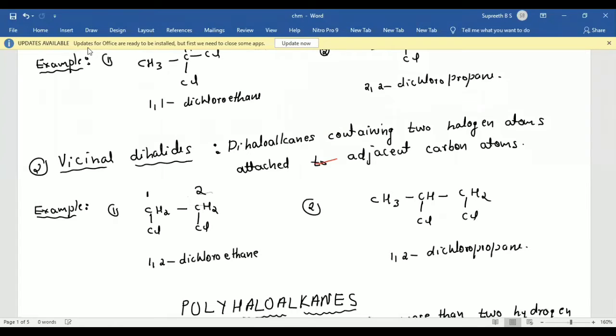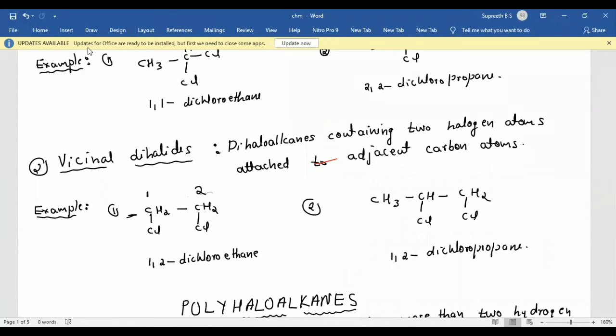In geminal halides, two halogen atoms are attached to only one carbon atom. But in vicinal dihalides, halogen atoms are present on adjacent carbon atoms. So here one chlorine atom is on the first carbon, and another chlorine atom is on the second carbon atom. So the naming is 1,2-dichloroethane.